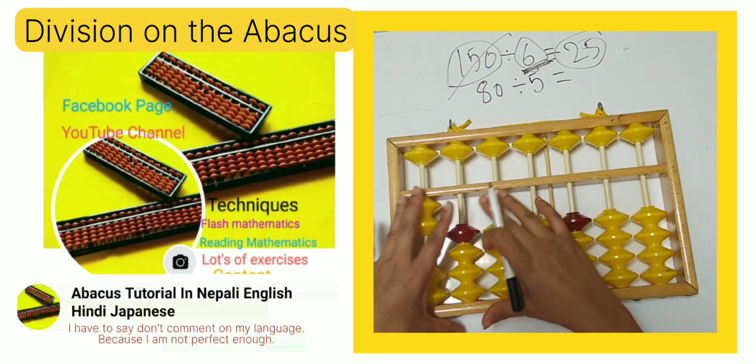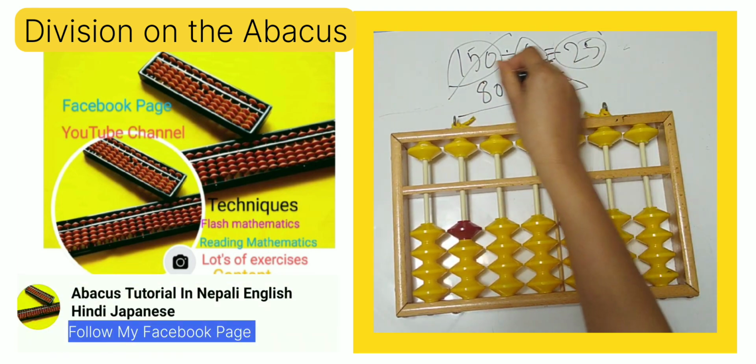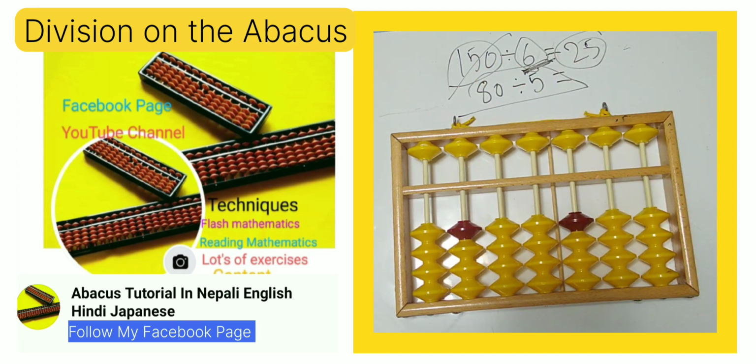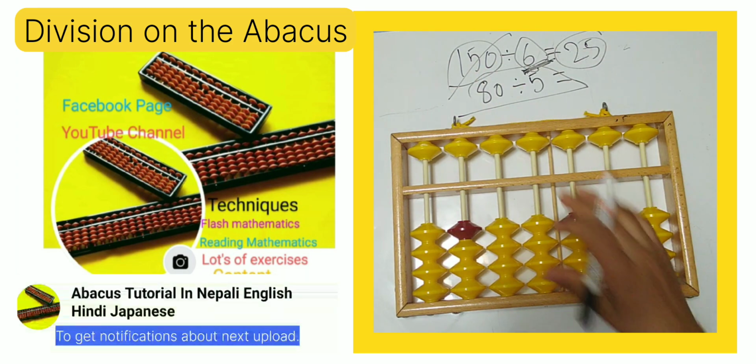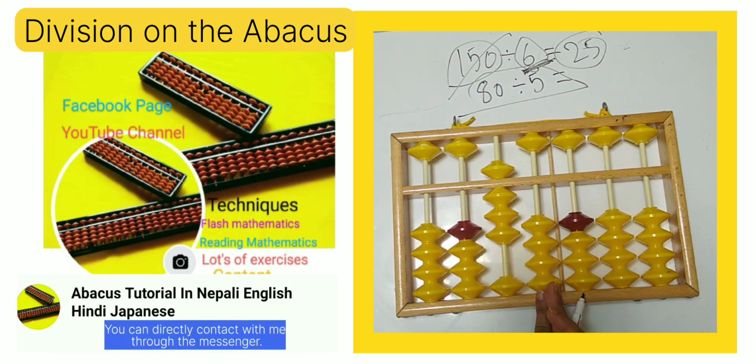Reset your abacus. This question, 80 divided by 5. So I'm going to put my dividend 8 and 0, 80.